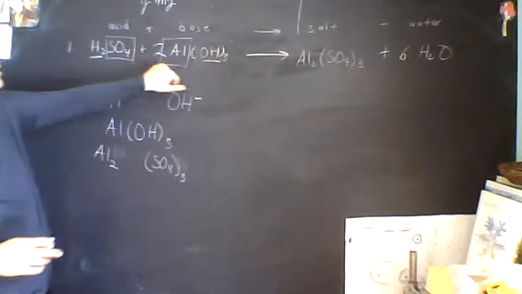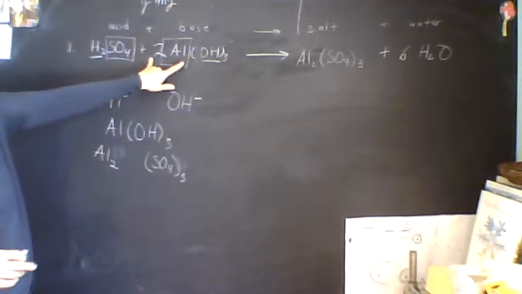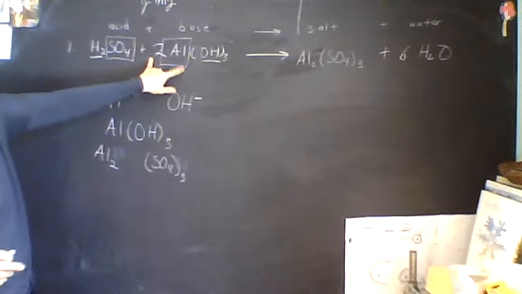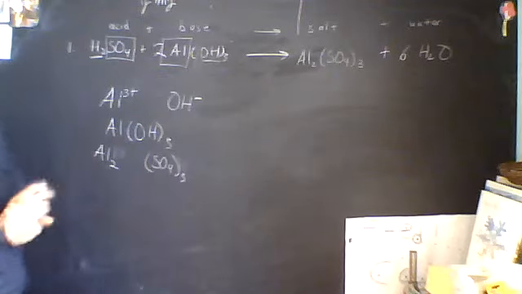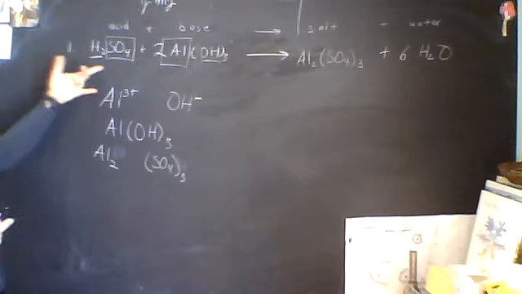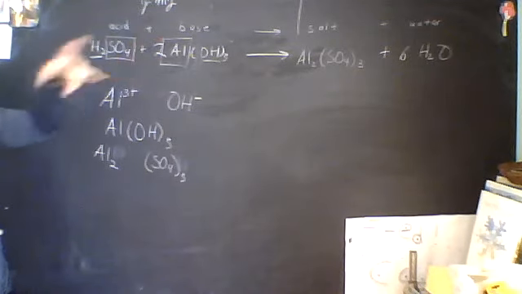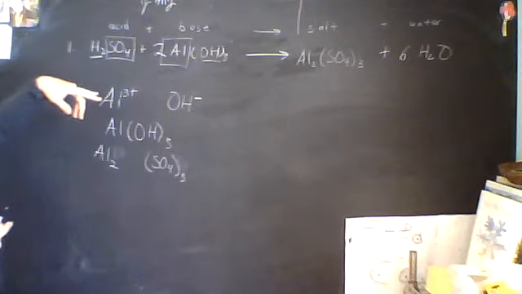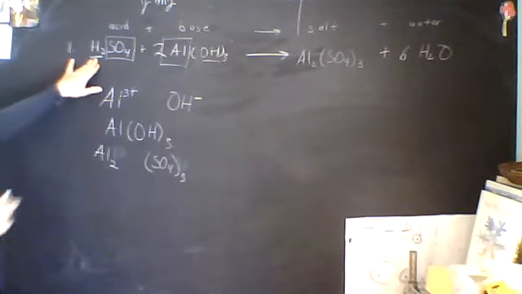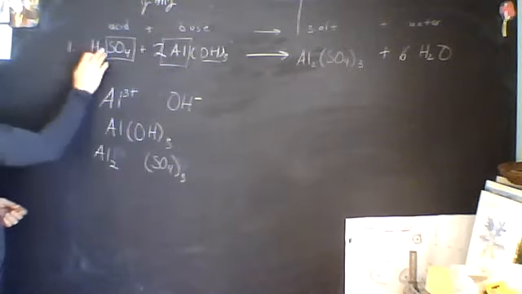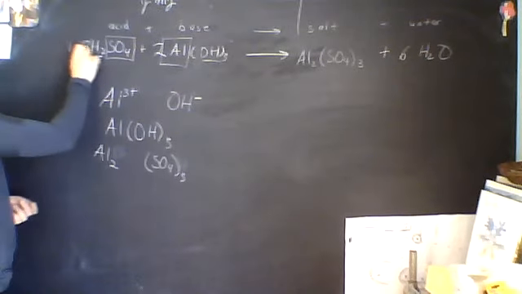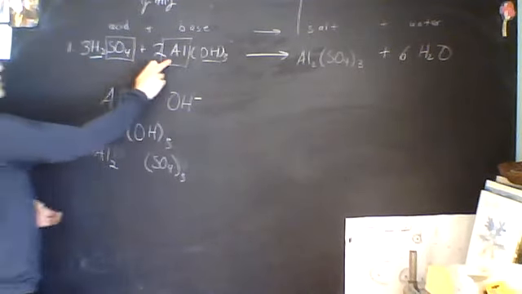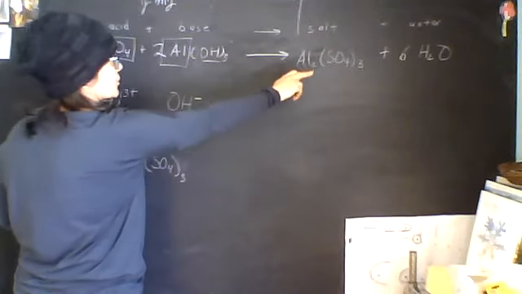How are we doing with the hydrogens? How many hydrogens are here? 6. How many do we need altogether? 12. So where are we going to get the rest of them? The other one. How many do we need of these? We need 6 more hydrogens. So how many H2SO4s? 6. No. Oh, 3. So 3 H2SO4 plus 2 Al(OH)3 yields Al2(SO4)3 plus 6 H2O.